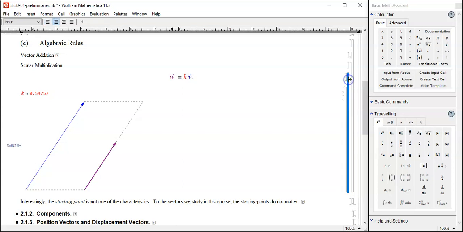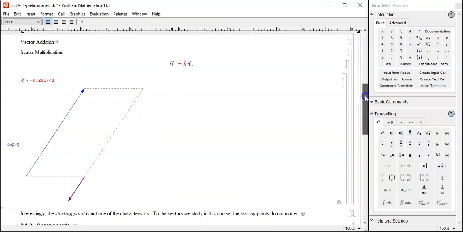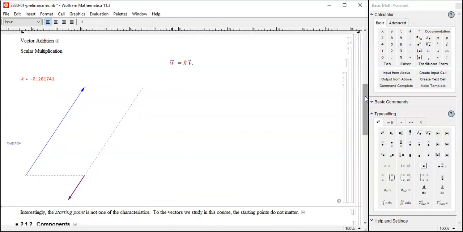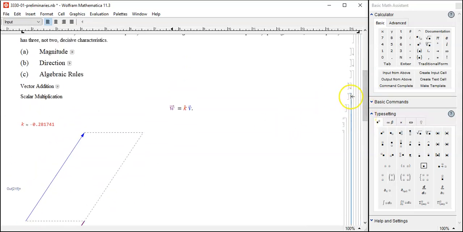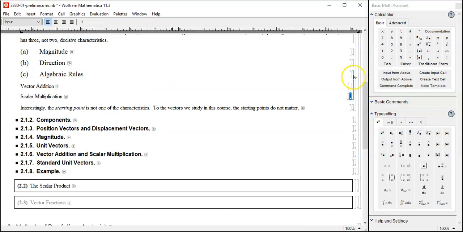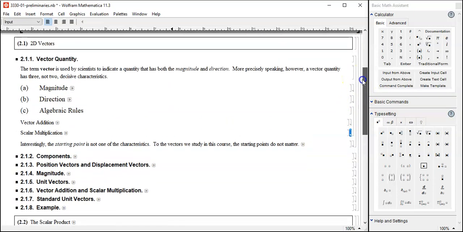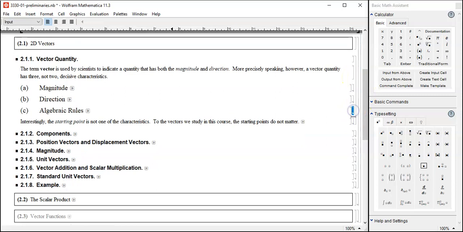Oh, come on. I want a negative number. Okay, we got it. Negative 0.28, excuse me. That means this purple is in the opposite direction and it's about 28.17% of the original. And that's what scalar multiplication is. So there are two types of operation, vector addition and scalar multiplication. With all these algebraic rules, we have a so-called vector quantity.